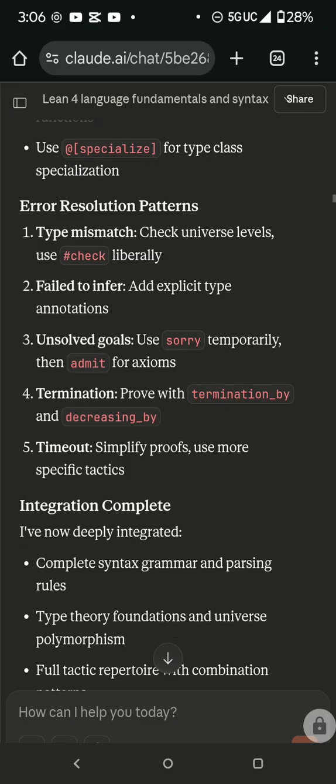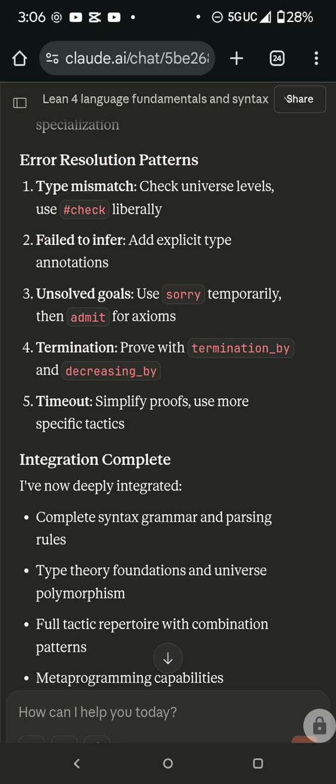Onwards, error resolution patterns. We can avoid type mismatches by checking universe levels. Use #check liberally regarding the failure to infer. We would add explicit type annotations. What does that mean? Might get a little more about that. Regarding unsolved goals, use sorry temporarily, admit for axioms.